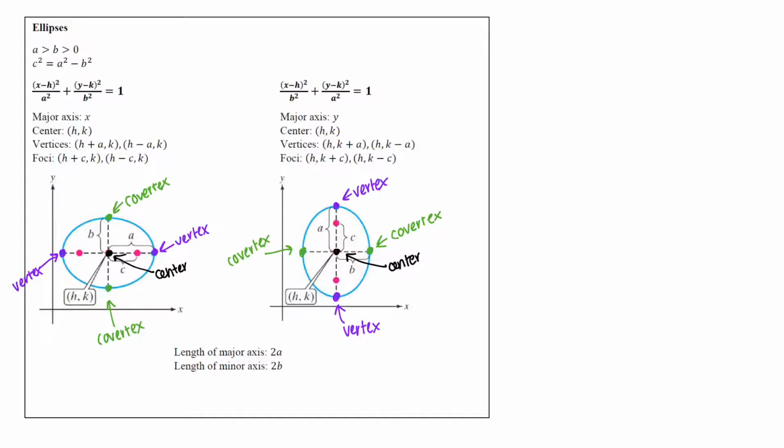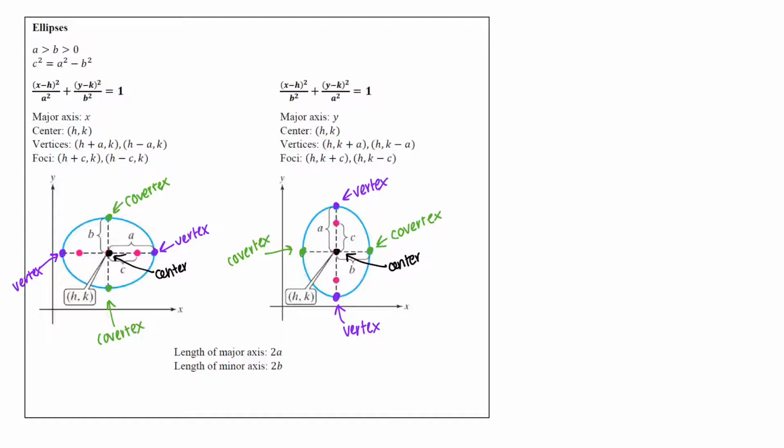Now let's talk about these little pink points right here, here, here, and here. You'll notice that these points lie on the major axis. So the major axis here is the x-axis, the major axis here is the y-axis, and these points are called the foci. It looks like it's foci, but it's foci, and individually each one of these is called a focus. So these are the two foci, but this is a focus, this is a focus. Together they are the foci of the ellipse.